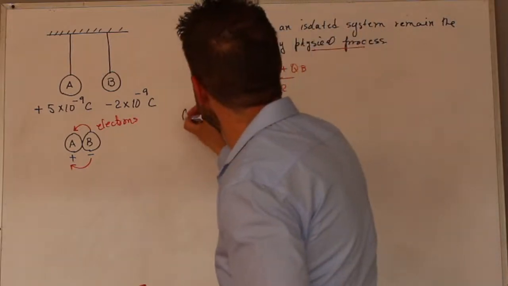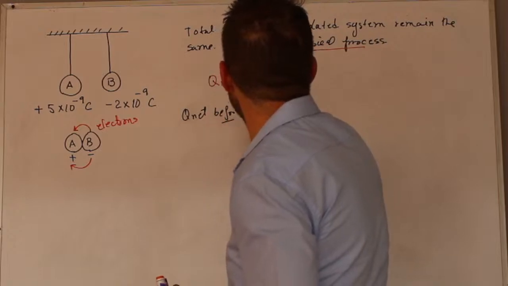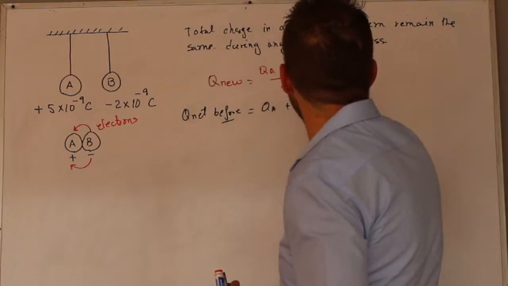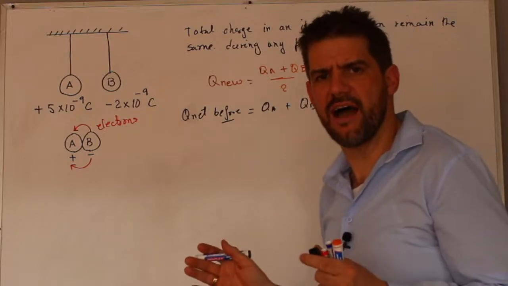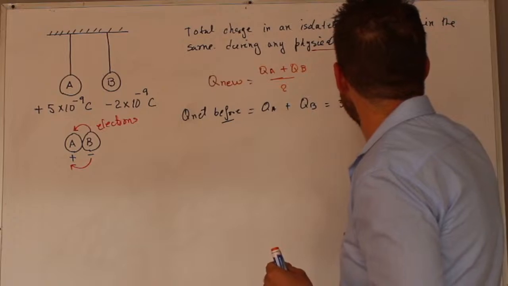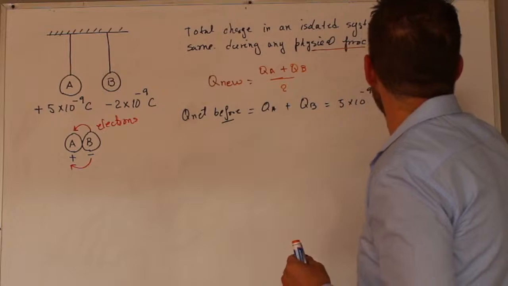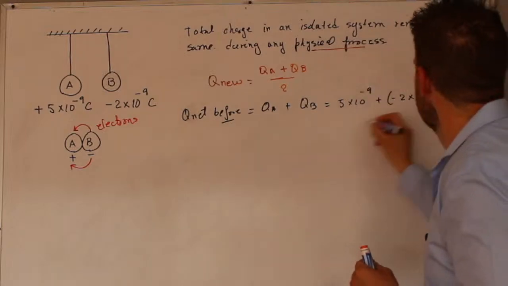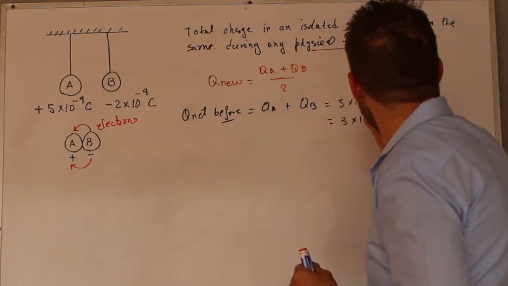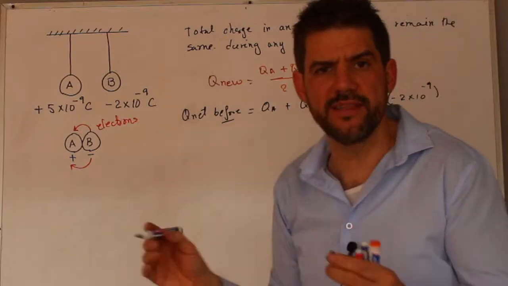Net charge before: the charge is equal to QA plus QB. And in this formula, you do have to keep the signs. So this one is equal to 5 times 10 to the minus 9 plus minus 2 times 10 to the minus 9. This one is 5 minus 2 is 3 times 10 to the minus 9 coulomb. That is positive 3. That is before they touch.